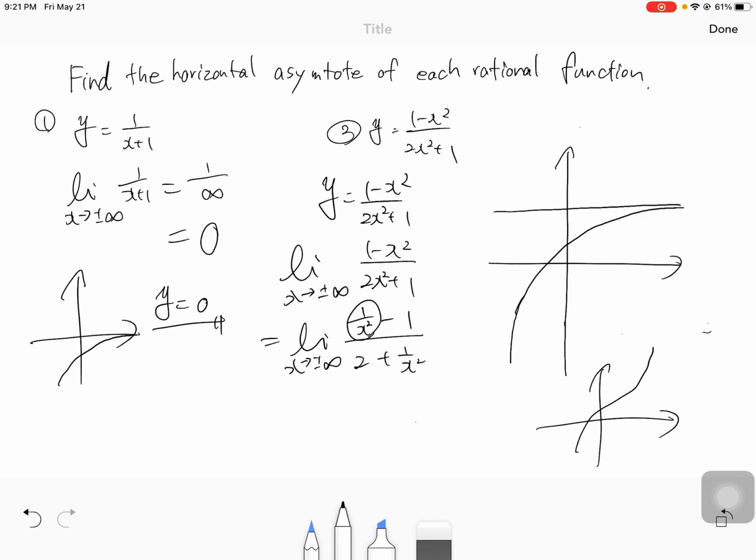And when x approaches infinity, the limit of 1 over x squared as x approaches infinity is 0, because 1 over infinity is getting close to 0. So you can assume these are 0. So the leftover is negative 1 over 2. So the answer is y equals negative 1 over 2.